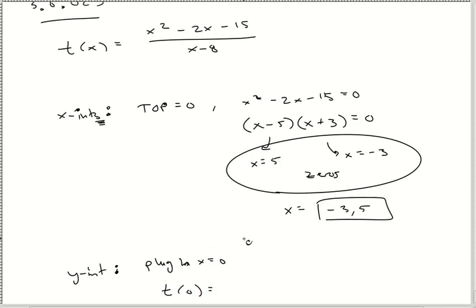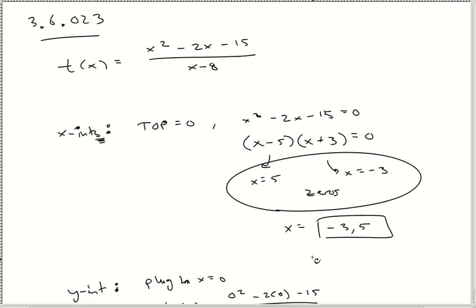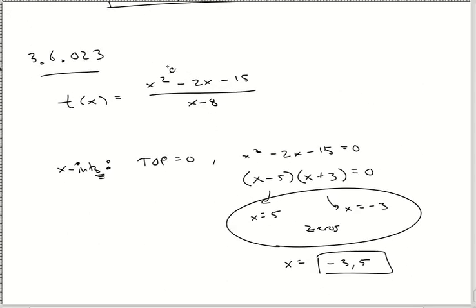T of 0. So plug 0 into all my x's. We got 0 squared minus 2 times 0 minus the 15 all divided by 0 minus 8. Honestly, you know what you could do? There you go. Two negatives cancel, make a positive.